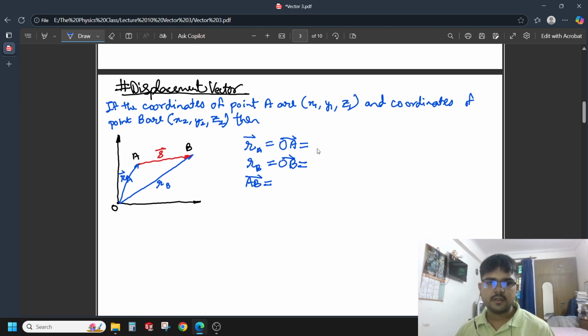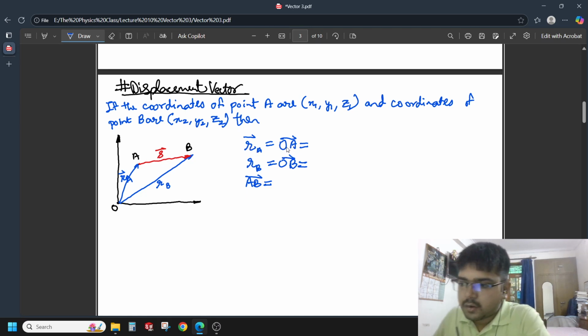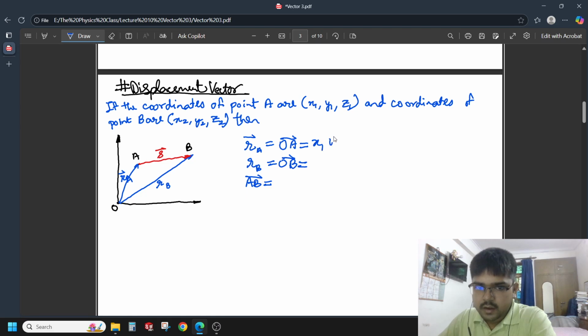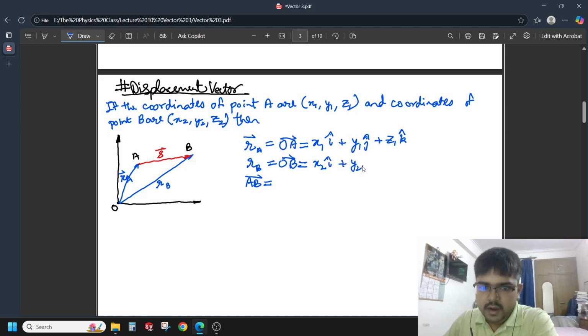Now displacement vector. If the coordinates of a point A are x1, y1, z1, and the coordinates of point B are x2, y2, z2, then RA vector, that is OA vector, is equal to x1 i cap plus y1 j cap plus z1 k cap, and RB vector we can write similarly as x2 i cap plus y2 j cap plus z2 k cap.